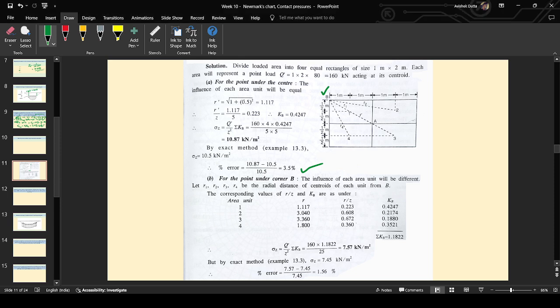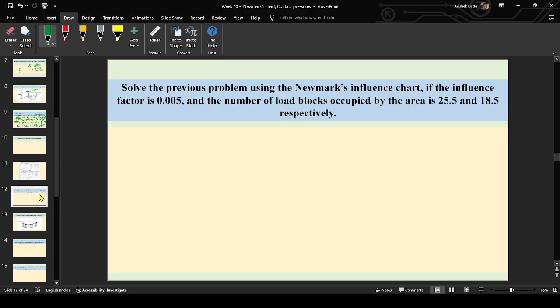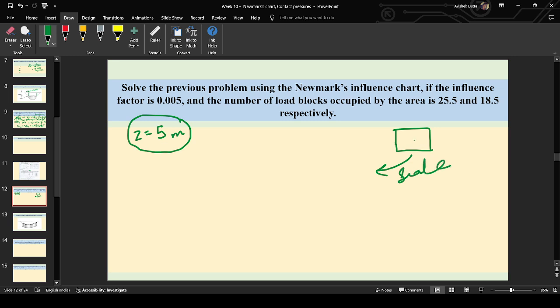Anyway, this was the solution, and the third part was the previous problem you need to solve using Newmark's influence chart. What happens is, in Newmark's influence chart, you have to scale the loading area, because in the original Newmark's chart z equals 5 meter is considered. But all the time z is not equal to 5, right? So whatever the loading area we get in the original, we have to scale the area as per that ratio. Suppose we have to find out, for this loaded area, the loading at a depth of 9 meter. So 9 to 5, we have to just do the scaling.